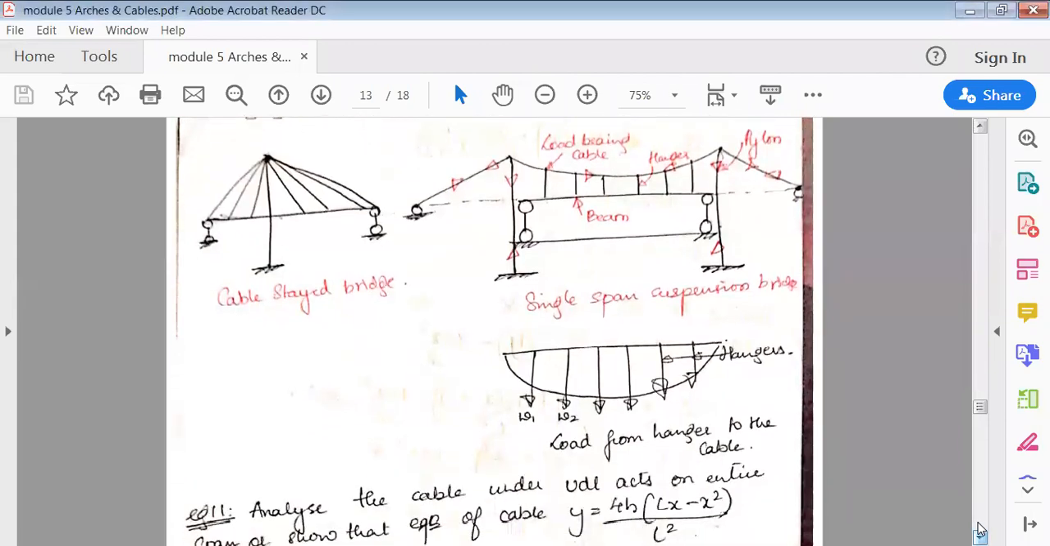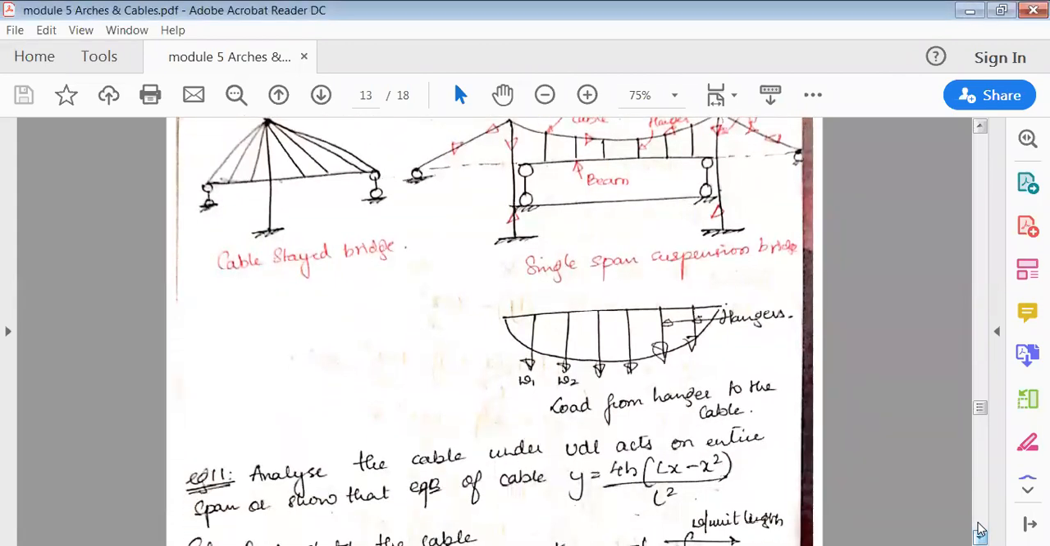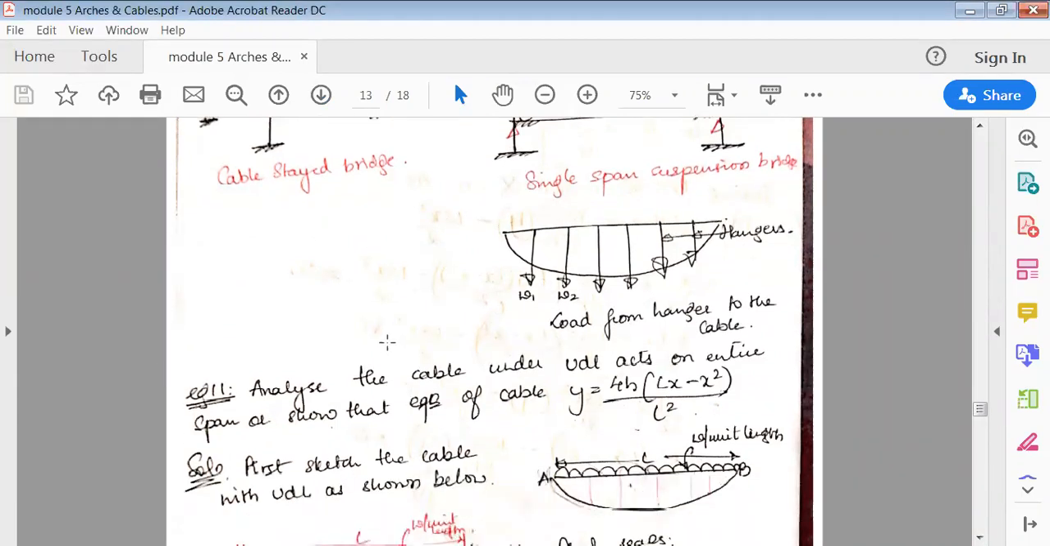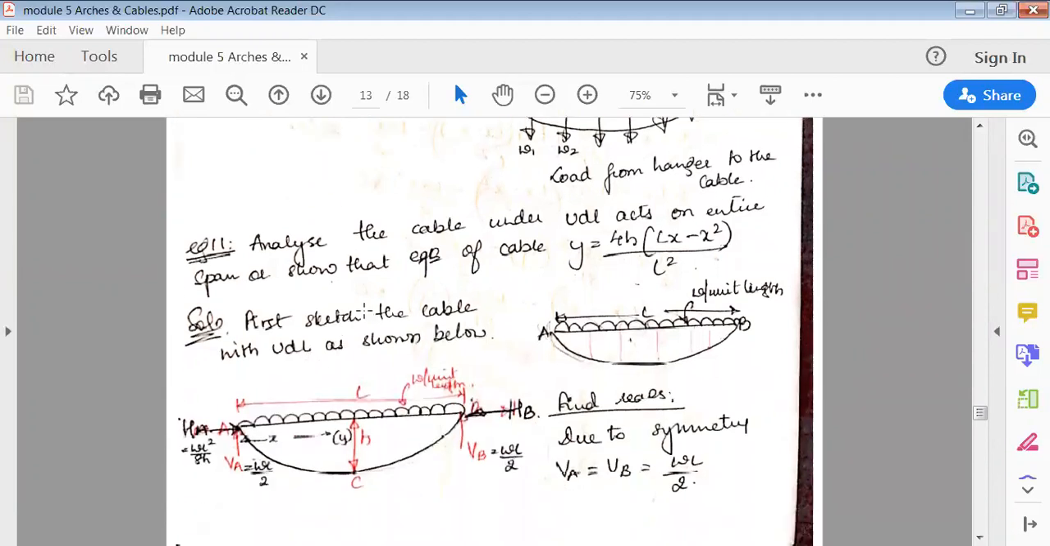So what we're going to find out here is how much is the total length of the cable, both in suspension bridge and cable stayed bridge, and how much is the tensile forces carried by both types of bridges. Okay, so we're only going to find how much is the forces in the cables. So the first problem is, analyze the cable under UDL acting on the entire span. Analyze this cable. Okay, see it.